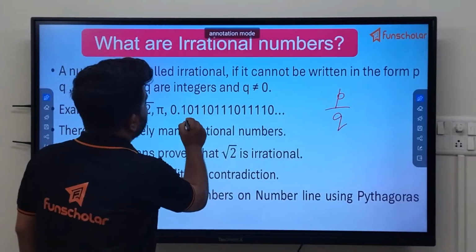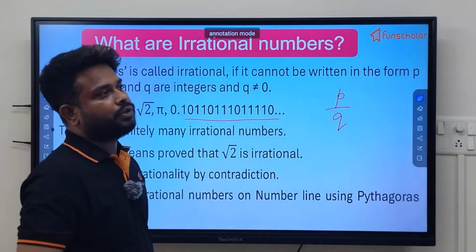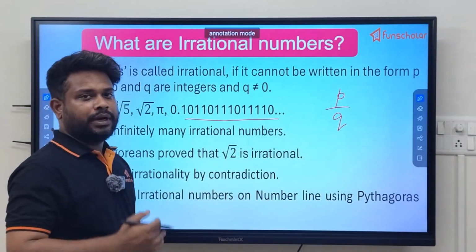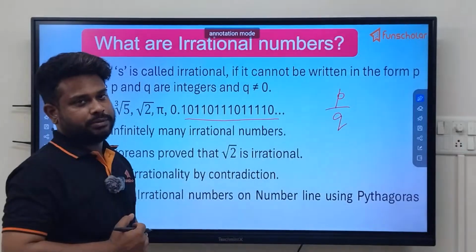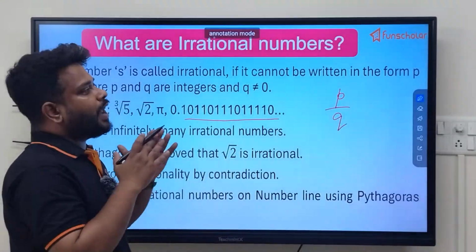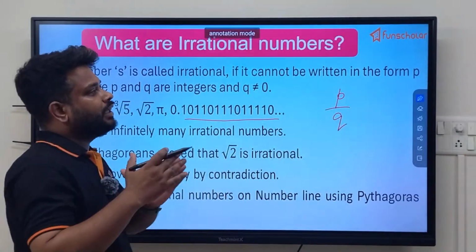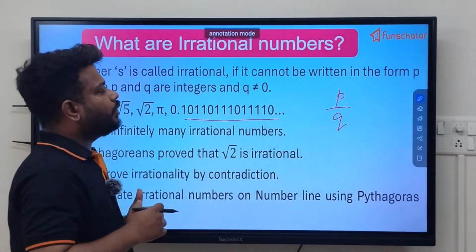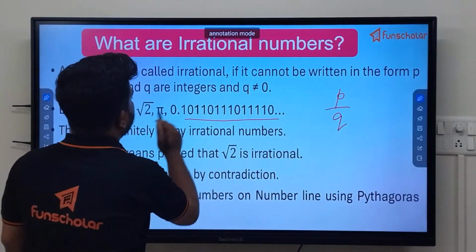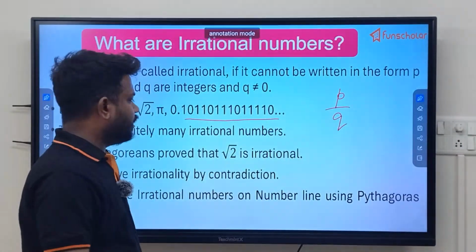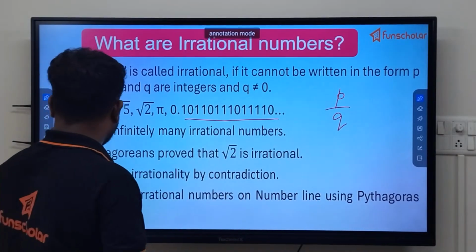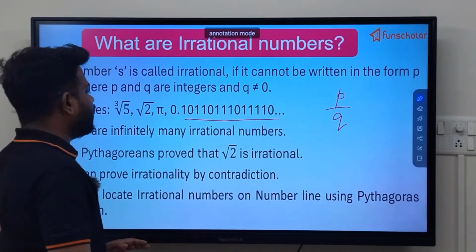Another example is 0.101100. In the last class we learned about terminating decimal numbers, and recurring and non-terminating decimal numbers. So this is a non-recurring and non-terminating decimal number. The numbers which can't be turned into a terminating decimal, and tend to become non-recurring and non-terminating decimal numbers, will be considered irrational numbers. There are infinitely many irrational numbers.